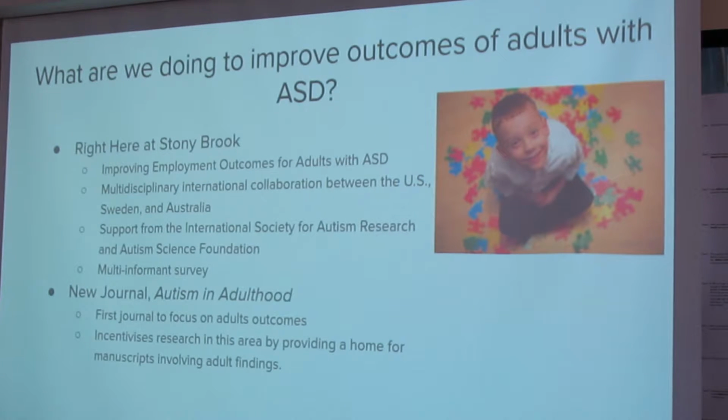And there's also a new journal coming out called Autism in Adulthood. That's really exciting because right now in the field of autism, research on adults doesn't really have a home once it gets published. But now there is, so the first issue of this journal is coming out soon, and hopefully that'll inspire researchers to look more into adult outcomes because now there's a place for that work to go.